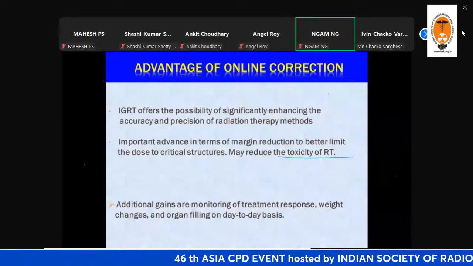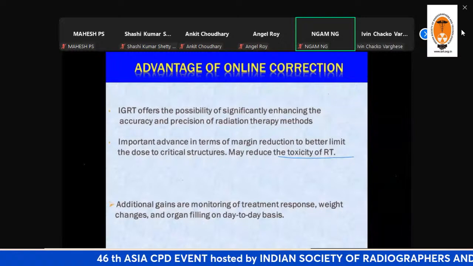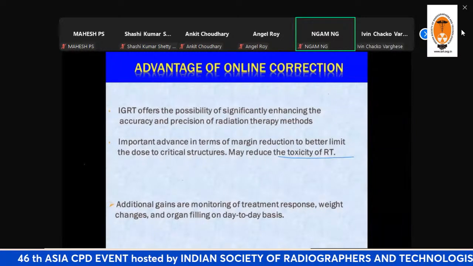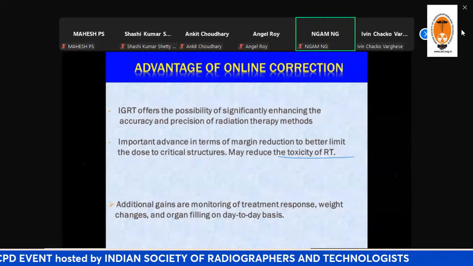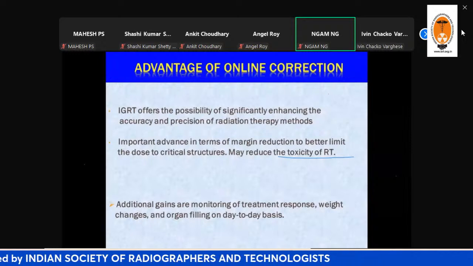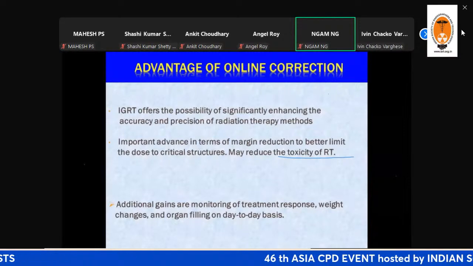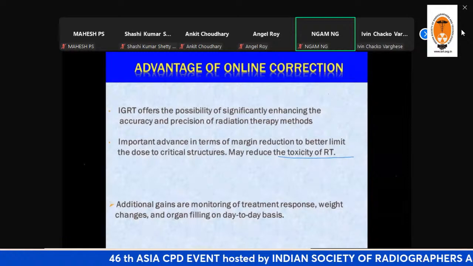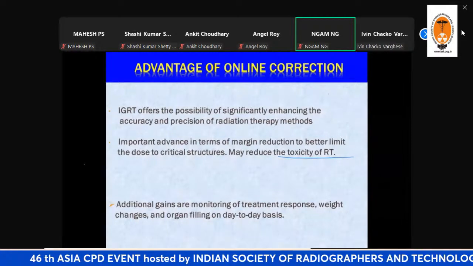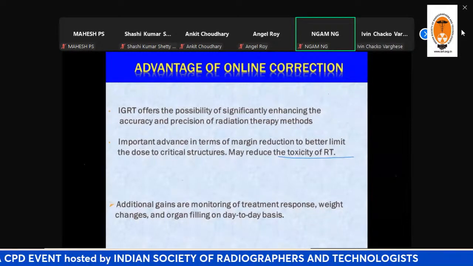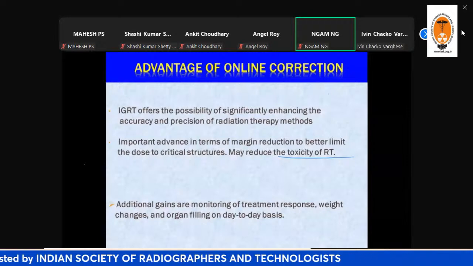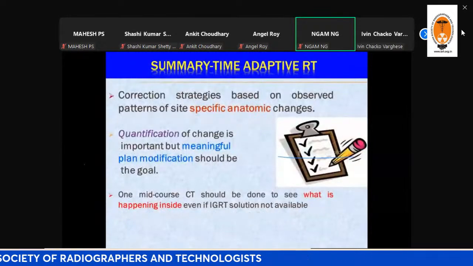So the advantage of the online correction is that IGRT offers the possibility of significantly enhancing the accuracy and precision of radiation therapy methods. It is an important advance in terms of margin reduction, to better limit the dose to critical structures, and may reduce the toxicity of radiotherapy. Additional gains are monitoring the treatment response, weight change, and organ filling on a day-to-day basis.